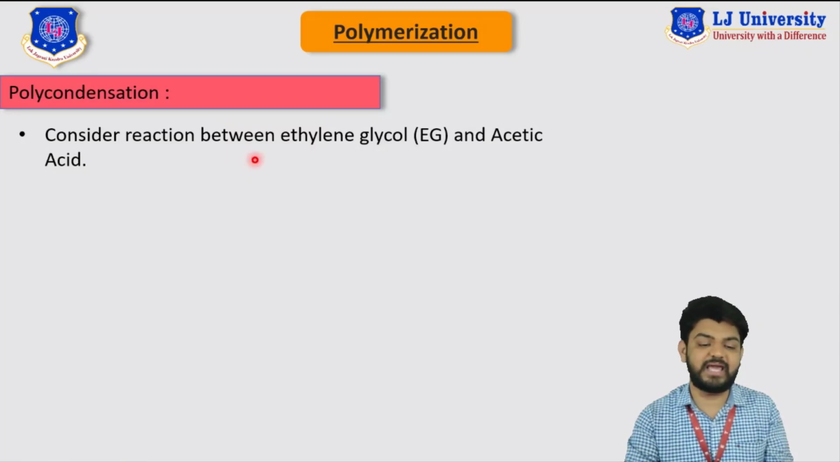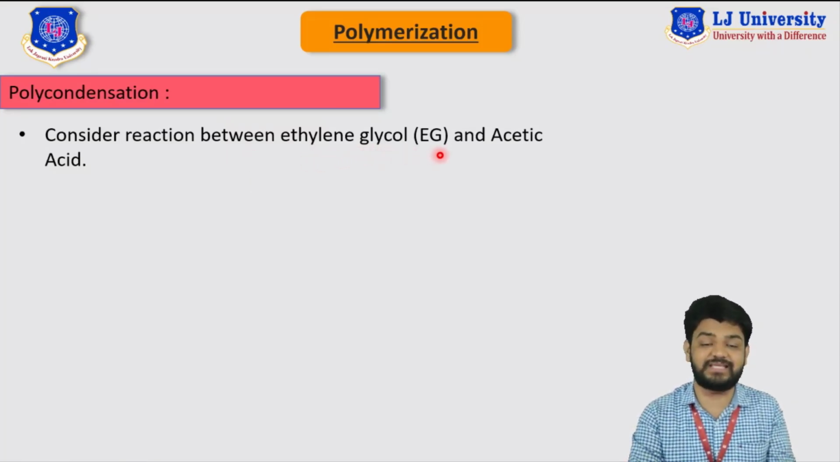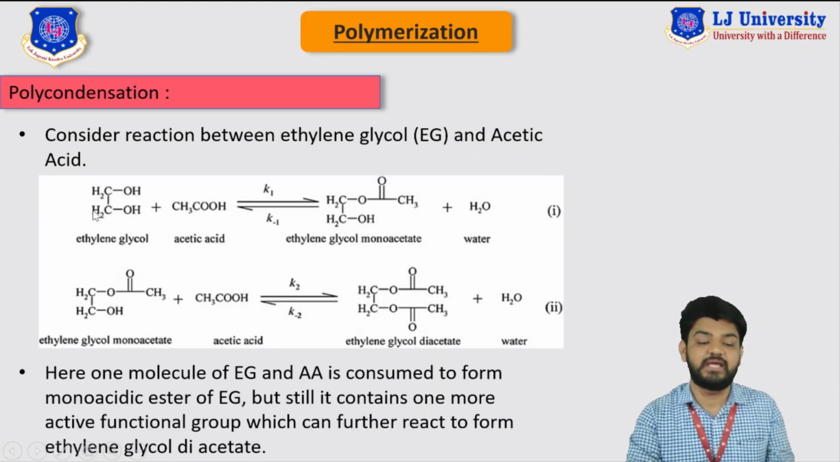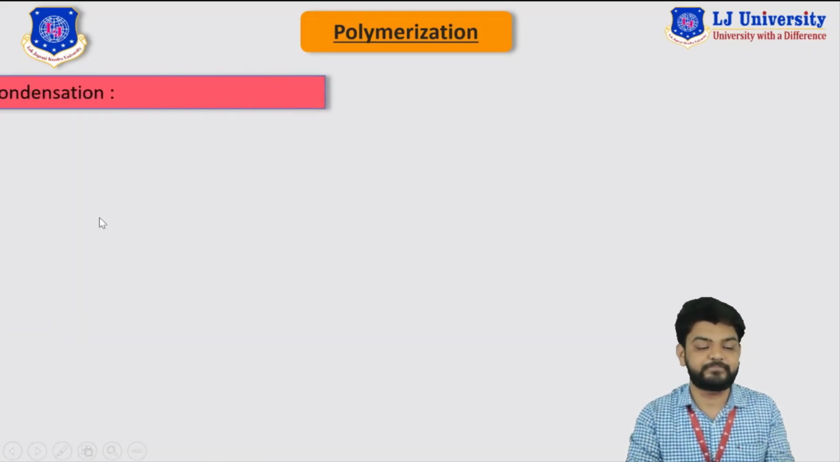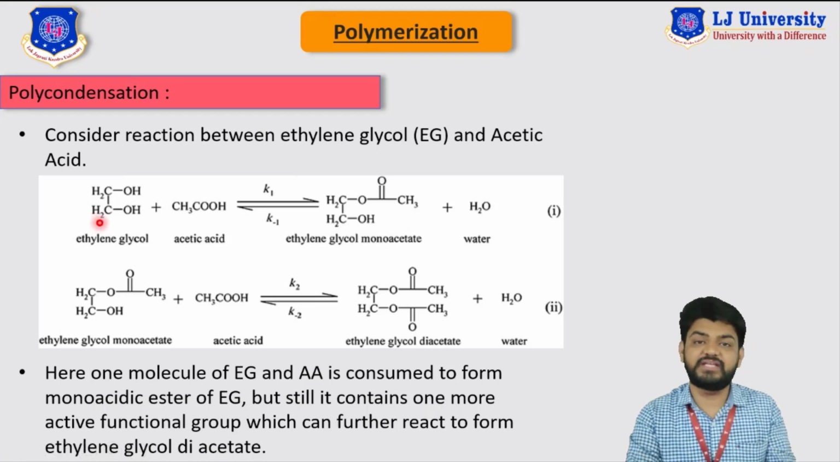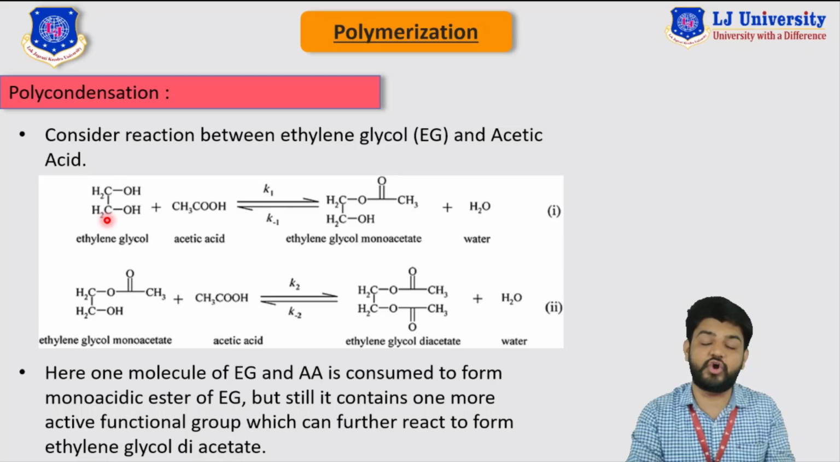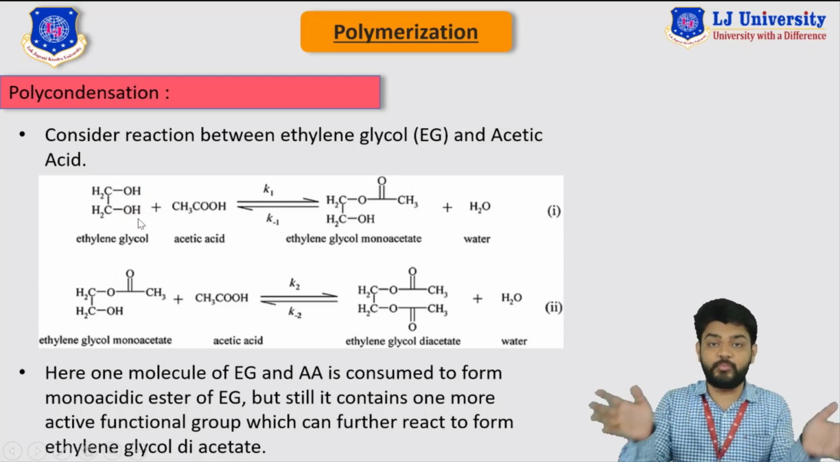Now consider the example of ethylene glycol, that is EG, and acetic acid. Here you can see that this is the ethylene glycol which has a chemical structure like this. It has two CH2 like this, and both the CH2 are attached with the OH. So we can say that this particular compound, that is ethylene glycol, has two functional groups. One is OH and another one is OH here, right? So it can link with two monomers.